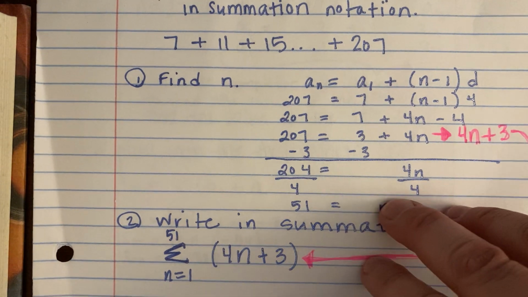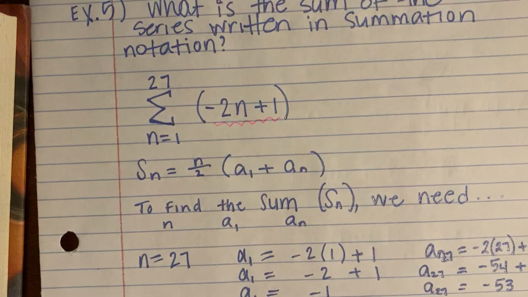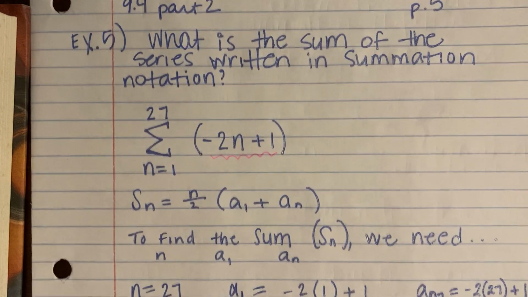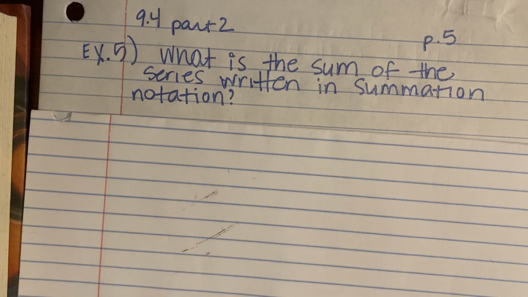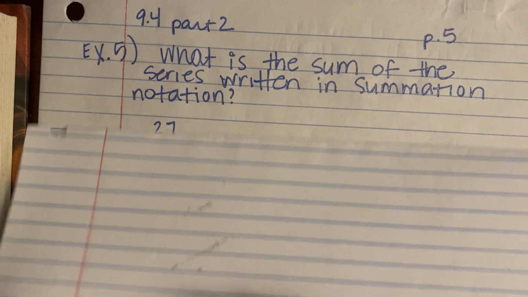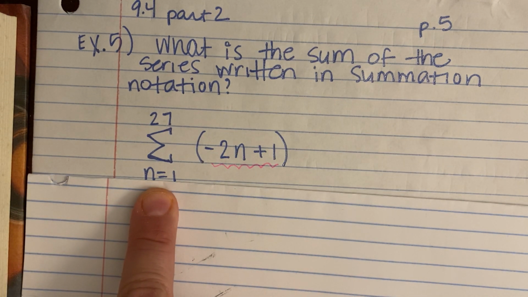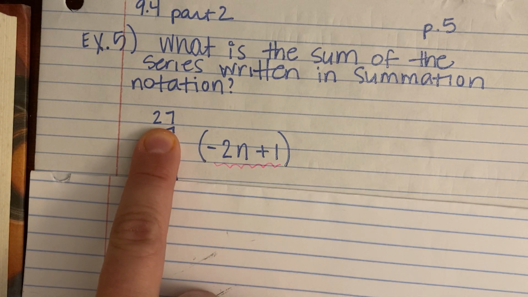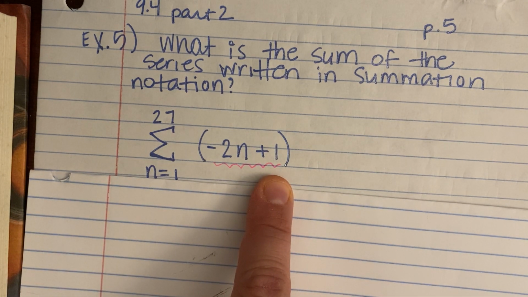Okay, so let's do another example. Example 5. What is the sum of the series written in summation notation? This time they're giving us the series written in summation notation. It's telling me I want to add from my first term up until the 27th term. And here is my arithmetic sequence formula.